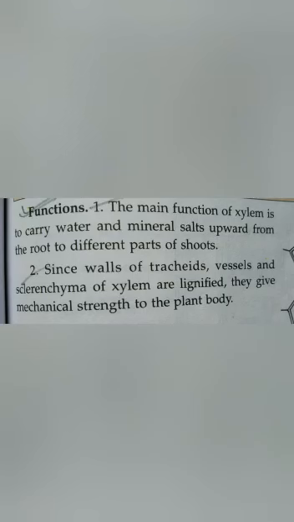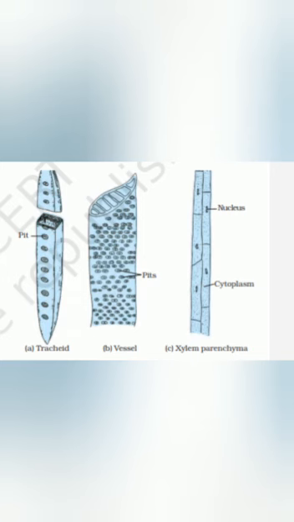Xylem parenchyma stores food for the plants because you know that parenchyma cells are for providing nutrition. So parenchyma will store food. And lastly, xylem fibers. What is the function of xylem fibers? Xylem fibers are mainly supportive in function, so they will provide mechanical strength. Except for xylem parenchyma, all the xylem elements which you can see are dead cells.